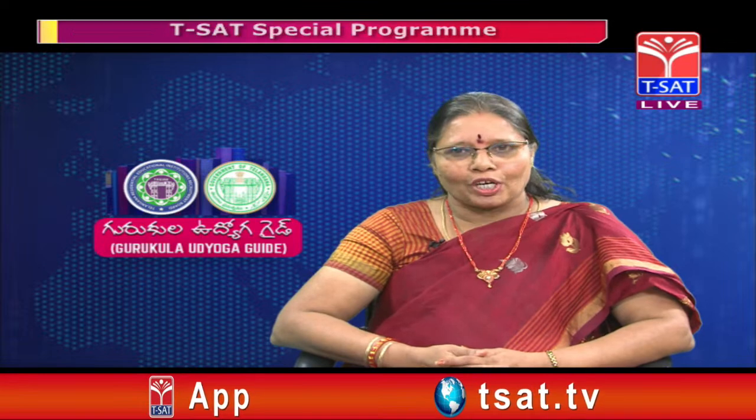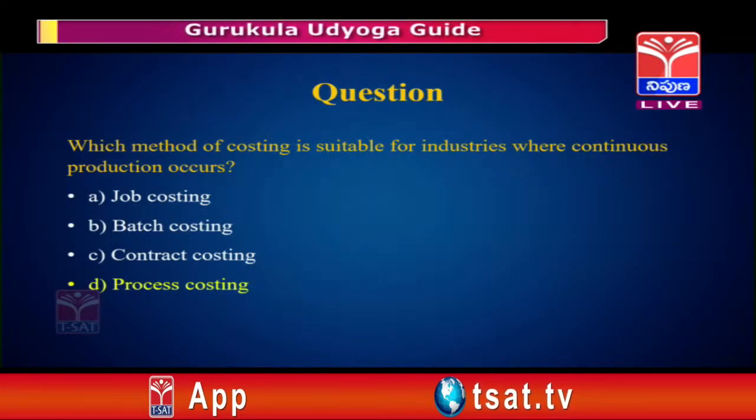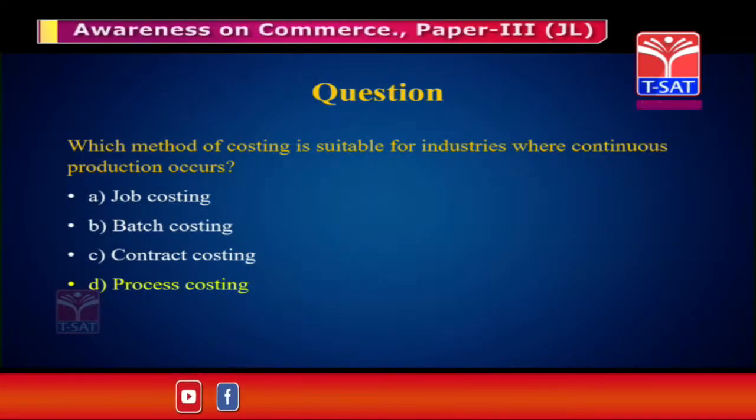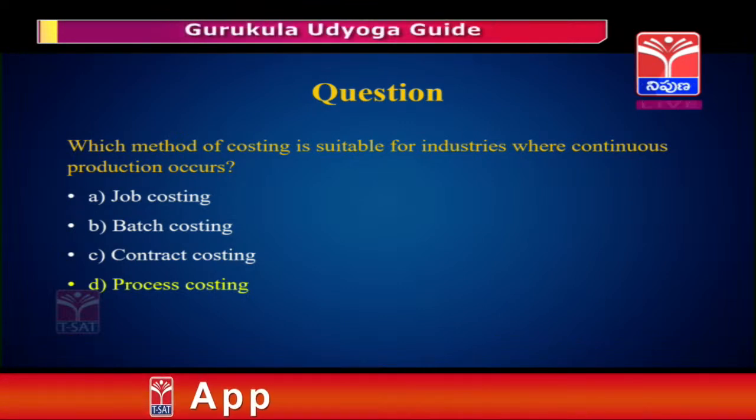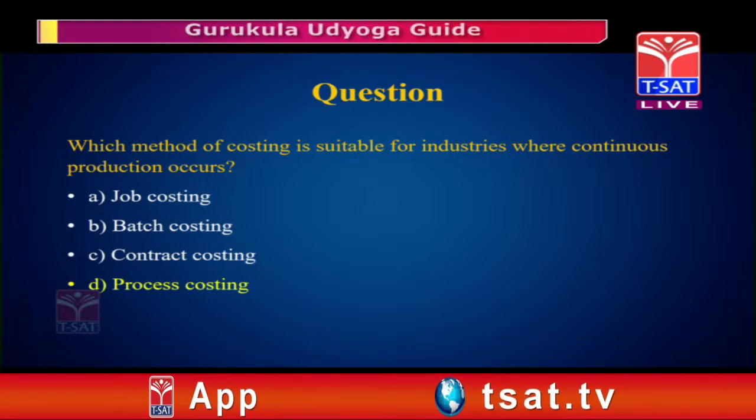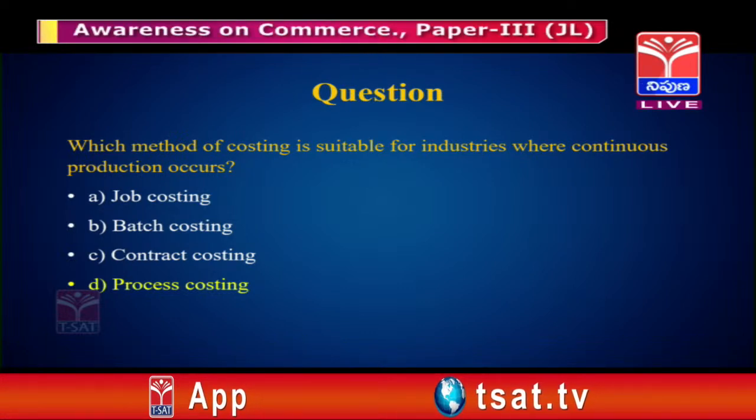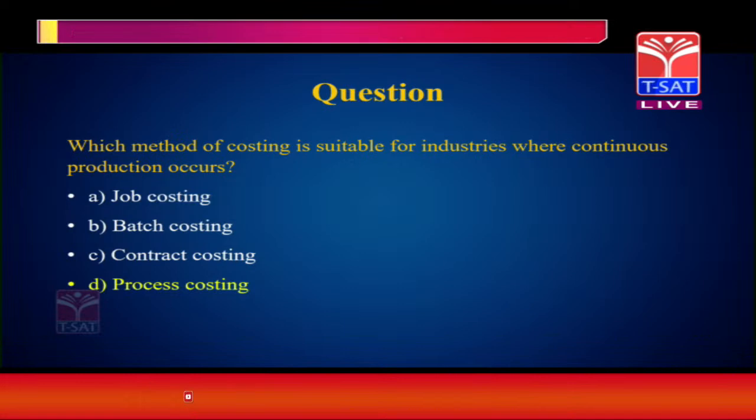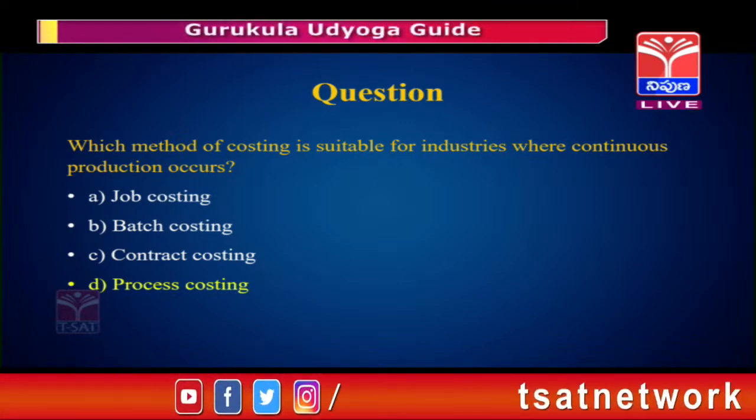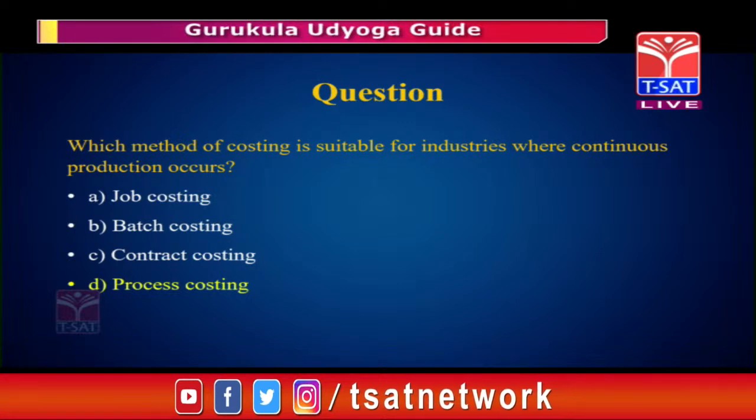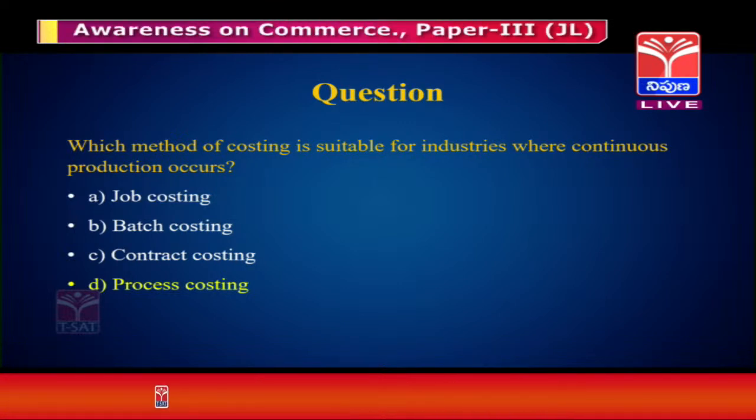So, which method of costing is suitable for industries where continuous production occurs? So, we are talking about continuous production. Wherever there is continuous production, like I say, you have one after the other, stage 1, stage 2, stage 3, stage 4. Suppose I talk about a thread, a yarn. Right from your ginning, the seed is separated from its cotton, and then the thing is taken out, it's graded, and then your yarn is made. So, this is how stages go. So, we are talking about stages, a continuous production.